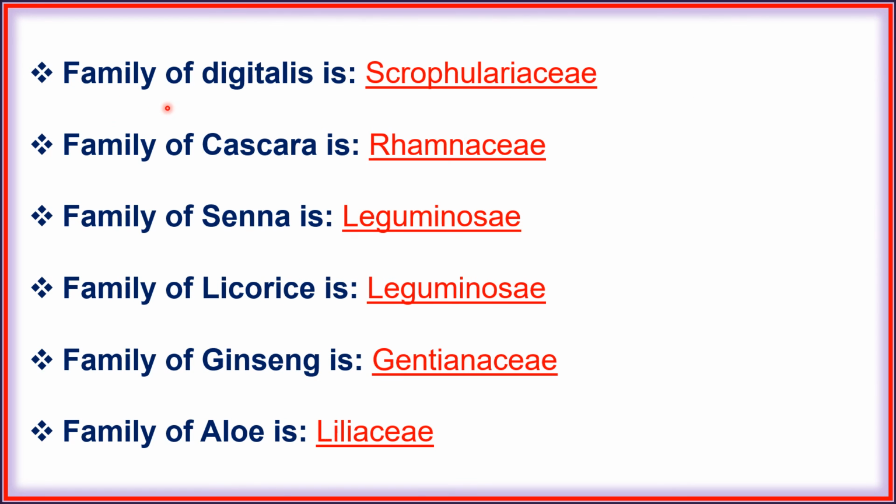Next, family of Digitalis is Liliaceae. Next, family of cascara is Rhamnaceae. Next, family of senna and licorice is Leguminosae. Next, family of ginseng is Gentianaceae. Next, family of aloe is Liliaceae.